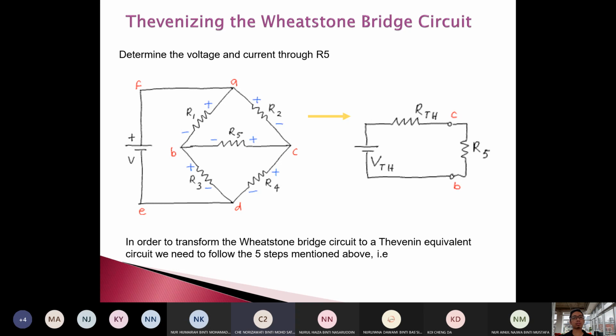So that part would be VTH, and now you already have your VTH and RTH. After that you can assume it is a short circuit, because it is a voltage source. Later you will be able to calculate what your I5 is, and also what your V5 is. So that's how you solve it.